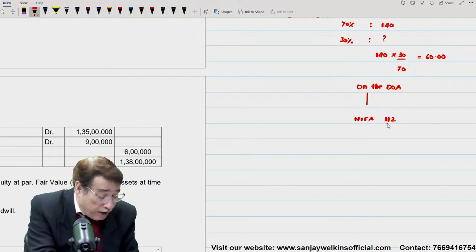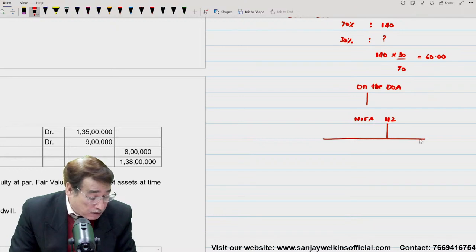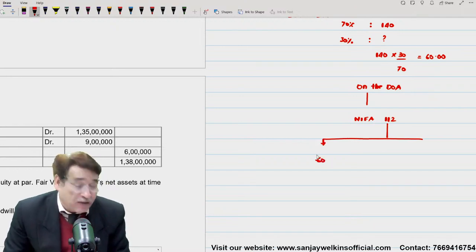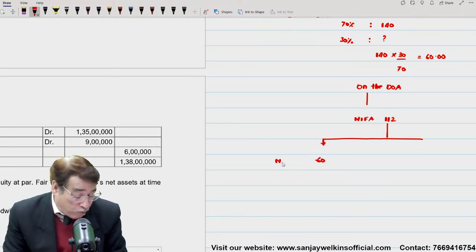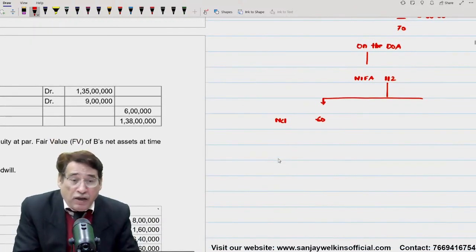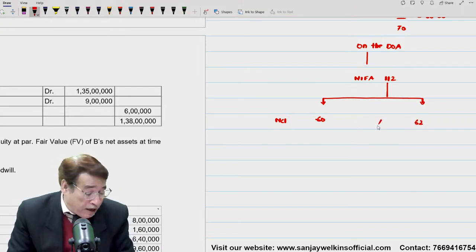And out of 112, this time, because we have computed NCI on the basis of the fair value, that means 60 lakhs worth of assets out of 112 will be presumed to belong to NCI, correct? Only the remaining amount. Now, what is the remaining amount in this particular case? Remaining amount, I think, will be equal to 62. So, in this case, acquirer share will be equal to 62.